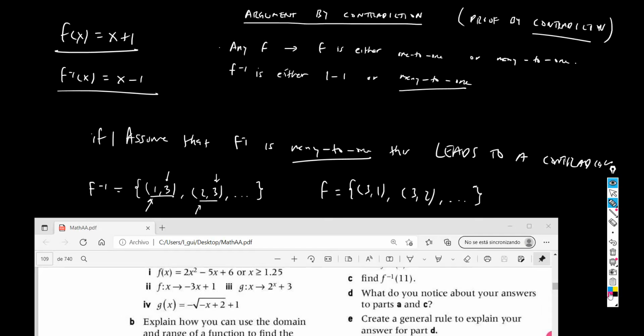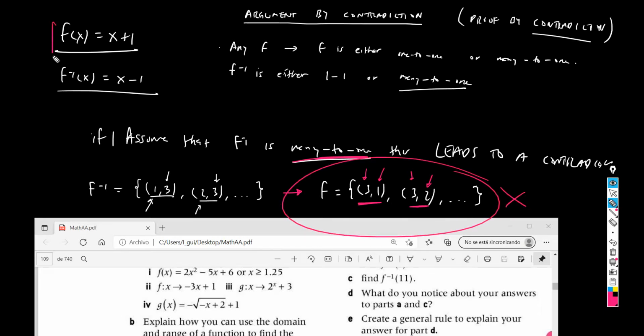And this is where the contradiction happens. Take a look at this. What does this tell you? This tells you that this set is not even a function, because this same input of 3 leads into 2 possible outputs, 1 and 2. You see? By saying that f inverse can be many to 1, and by writing down this example, this leads to the writing of f in this way, and this wouldn't even be a function. This is not a function. And we already established that f is in fact a function. That is, we're contradicting ourselves.